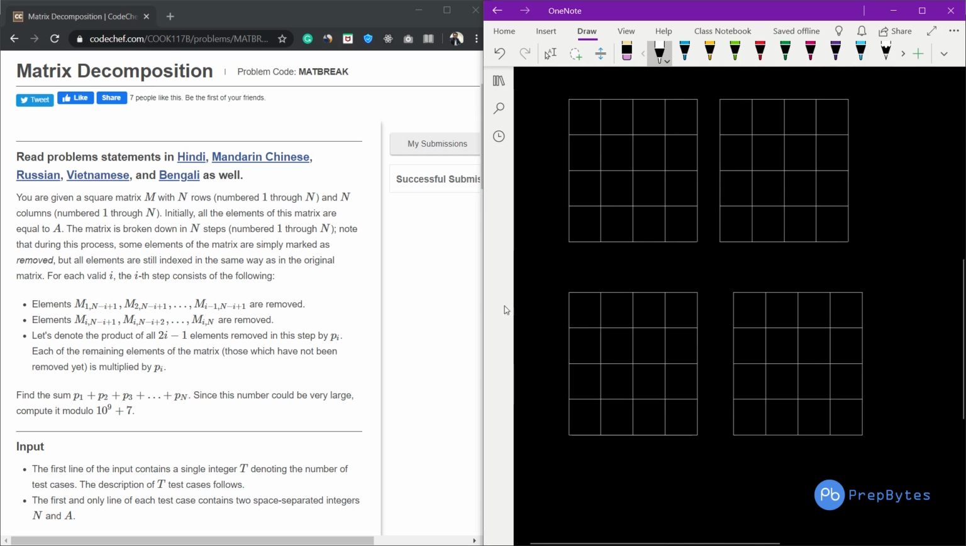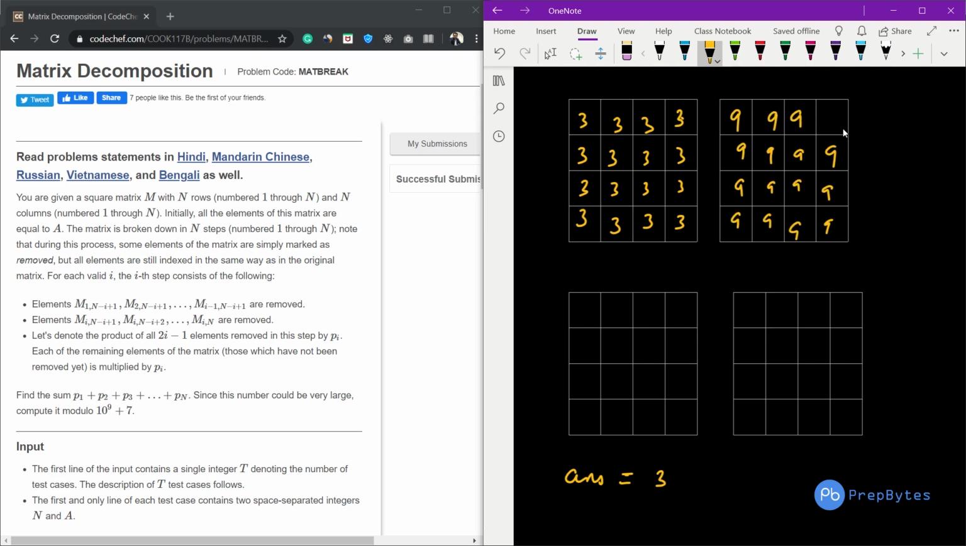If we take a slightly bigger example where all elements are 3: first this 3 will be selected in an answer variable, so 3 will be added. This 3 is multiplied with all the other elements, so everyone becomes 3 into 3, which is 9. The next 2 into i minus 1 elements are selected: 2 into 2 minus 1 is 3, so the product is 9 to the power of 3, which is 729, and 729 is now multiplied with all other elements.